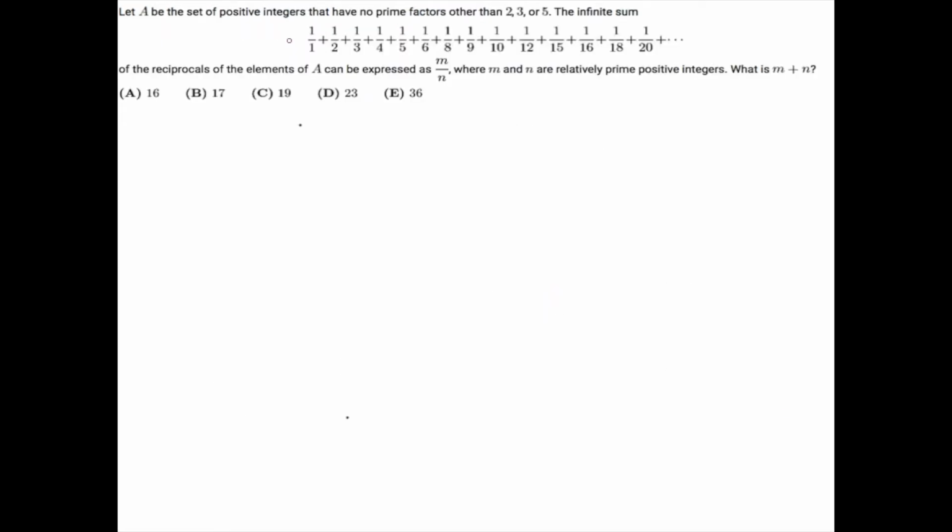This is problem number 19 from the 2018 AMC12A. It reads, let A be the set of positive integers that have no prime factors other than 2, 3, or 5. The infinite sum of the reciprocals of the elements of A can be expressed as m over n, where m and n are relatively prime positive integers. What is m plus n?